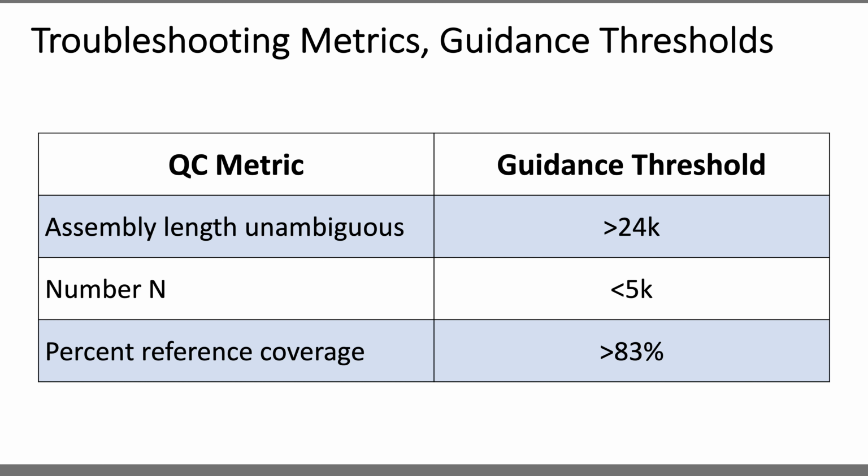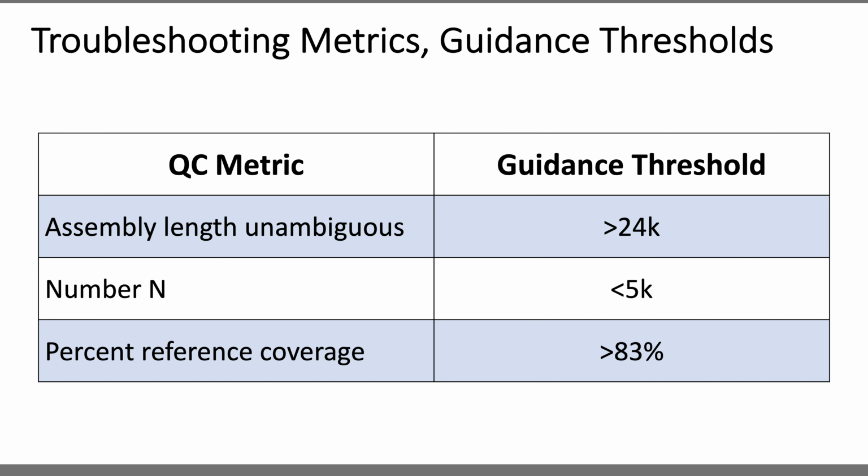Okay, so in looking at all of these metrics, here are some suggested guidance thresholds that you might use to determine whether or not your sample passes your initial QC check or flags some kind of warning that would initiate further investigation. So an assembly length and ambiguous of more than 24,000 base pairs, fewer than 5,000 Ns, and a percent reference coverage of above 83%.